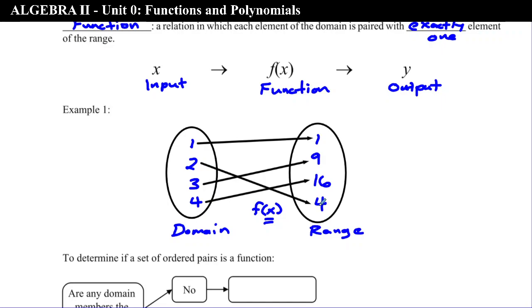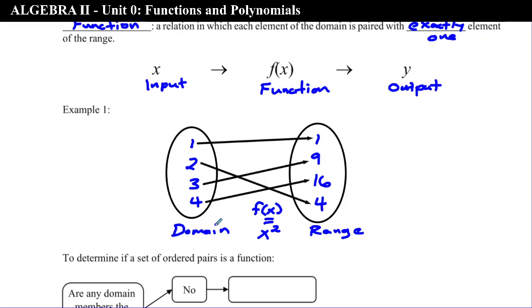Well, let's look a little further. How about 3 to 9? Well, 3 plus 3 is 6, so that's not our relationship. 3 times 3, or 3 squared, that's 9. So I'm starting to see a relationship form here. We've got 1 squared, 2 squared, and then 3 squared is 9. How about 4 squared? Oh, that gives us 16. So our function turns out to be x squared.